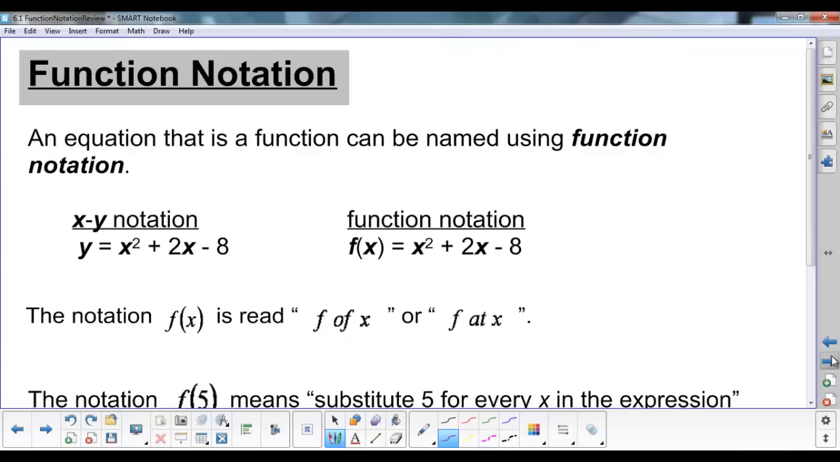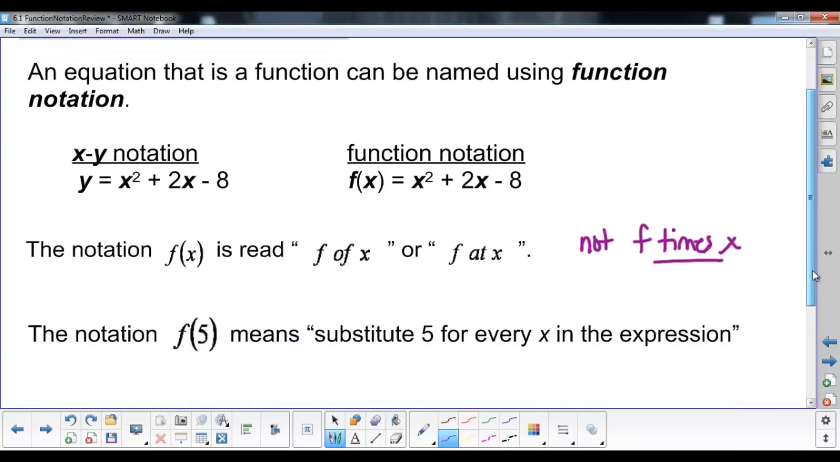Now, function notation, and we did touch upon this at the beginning of the semester. We have two kinds of notation: the XY notation that we use quite frequently, and then function notation. Function notation is read as f of x or f at x. It's not f times x.